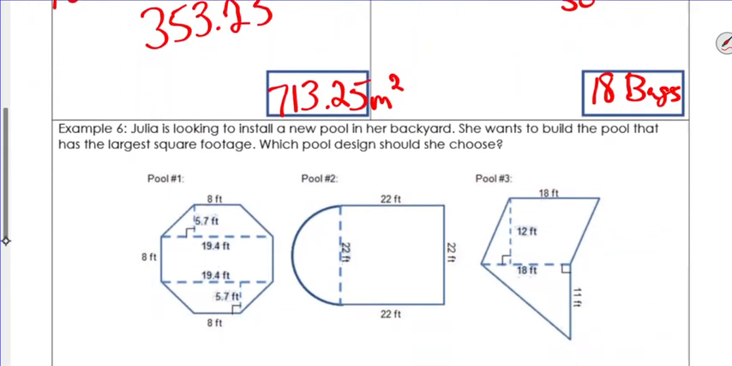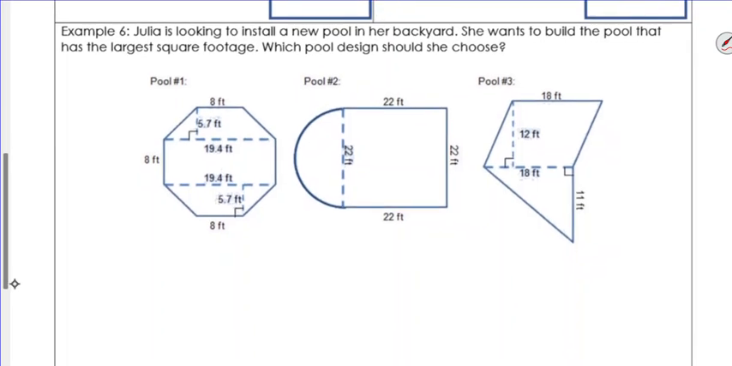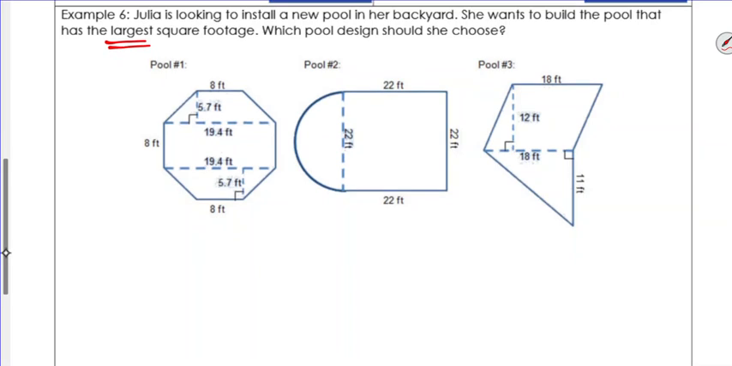Alright, the last one is pretty involved. Julia's looking to install a new pool in her backyard. She wants to build a pool with the largest square footage, so we just want the biggest area here. Which pool should she choose? Alright, that first one, which is actually a hexagon, is split up for us into a trapezoid here, another identical trapezoid on the bottom, and then a rectangle in the middle.